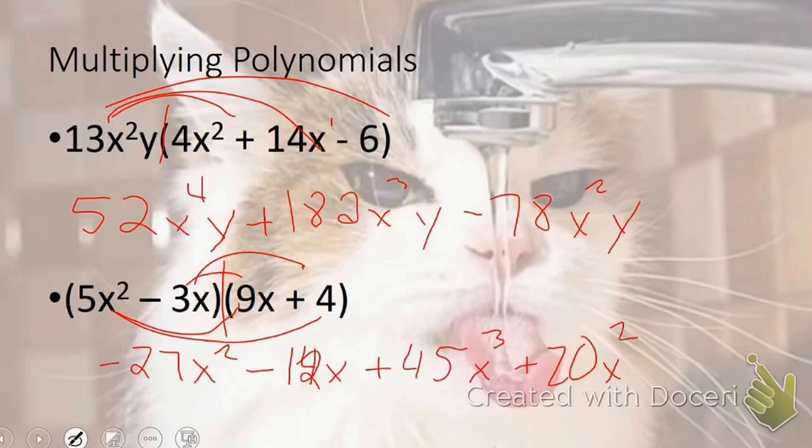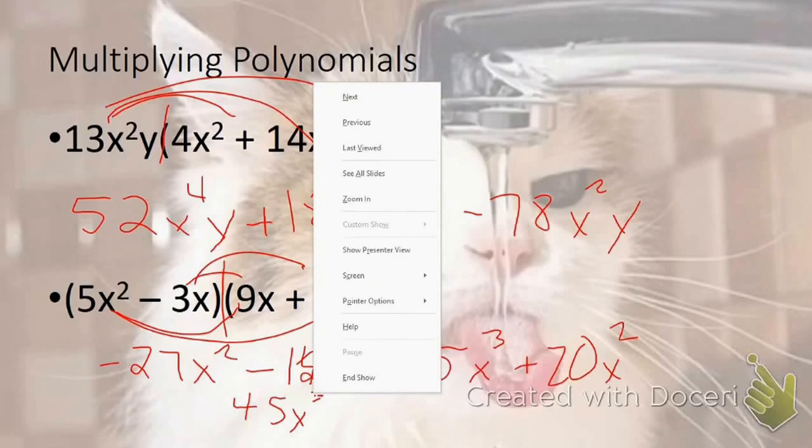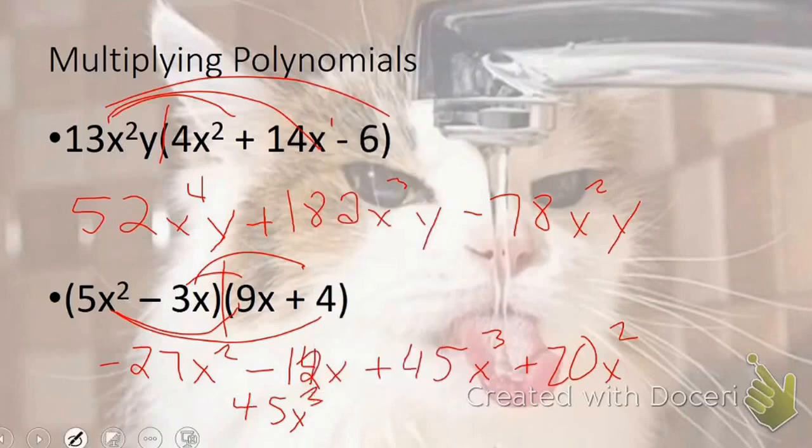Okay, we are almost done. Do we have any like terms out there? Yes, we do. I'm going to write these in standard form with my highest exponent first. So first one we have there is 45x to the third. Okay, screen. There's a 3. Not a very pretty one, but still a 3. And then we're going to combine negative 27x squared and 20x squared. When we combine that, we're going to get negative 7x squared.